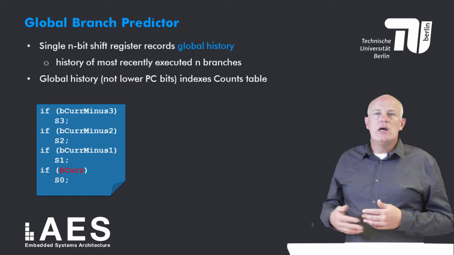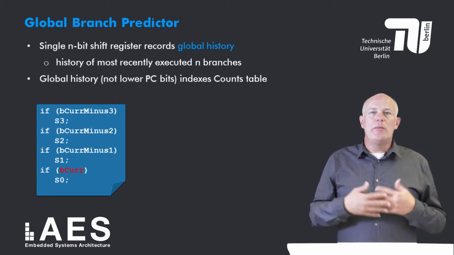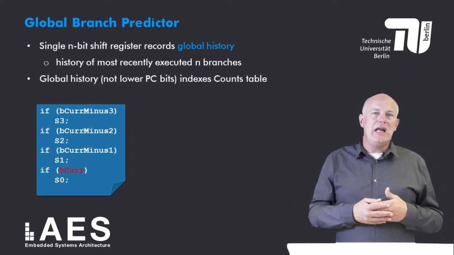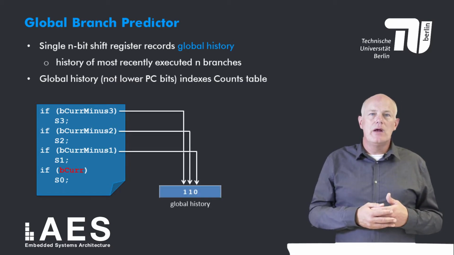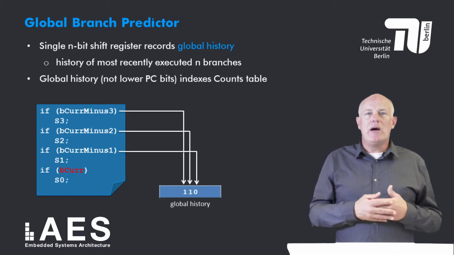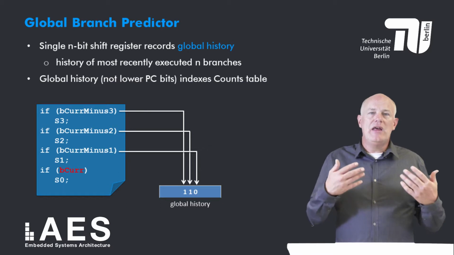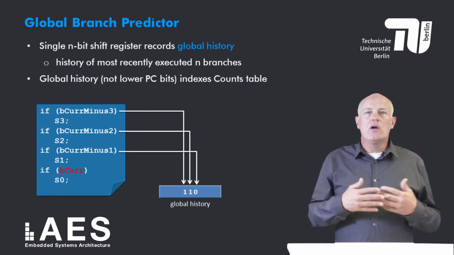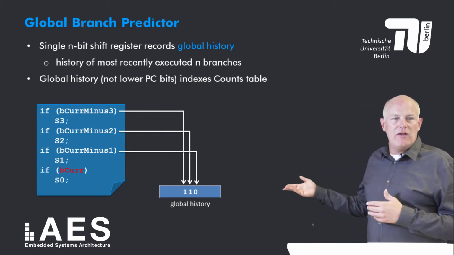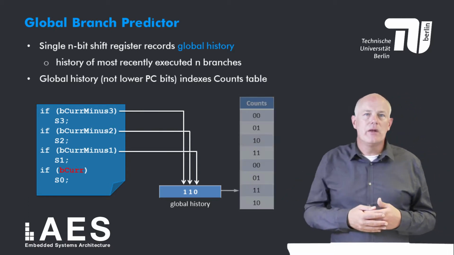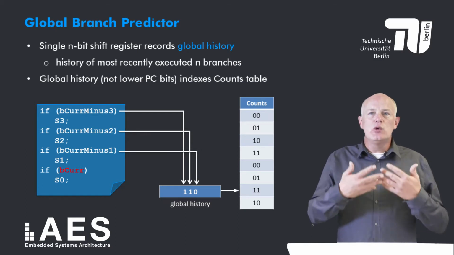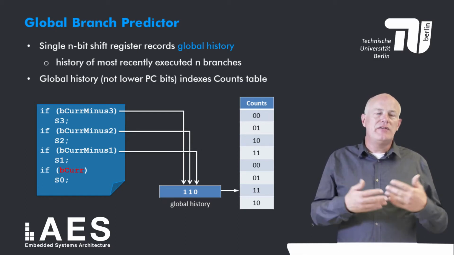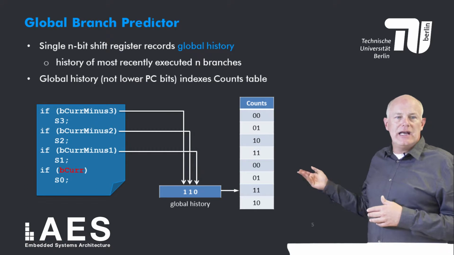Here's an example. Suppose that at this point in time the predictor needs to predict the branch B current. Suppose also that B current minus 1 was not taken and that B current minus 2 and B current minus 3 were taken. Then the global history register will contain the history 110. This global history is used to index entry 6 of the table of counters and taken will be predicted.